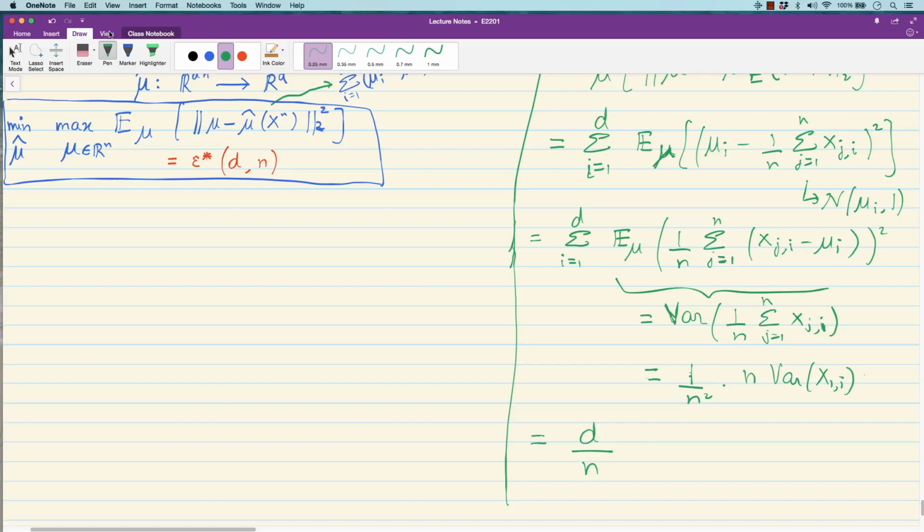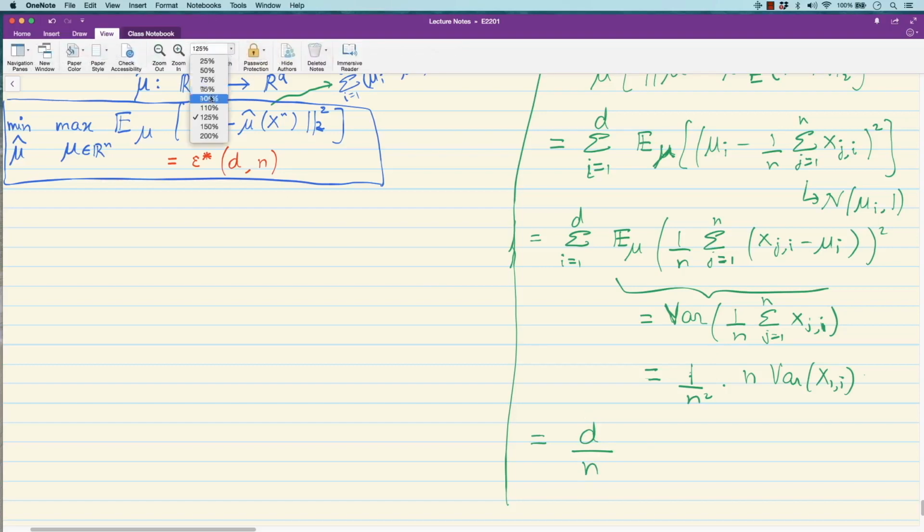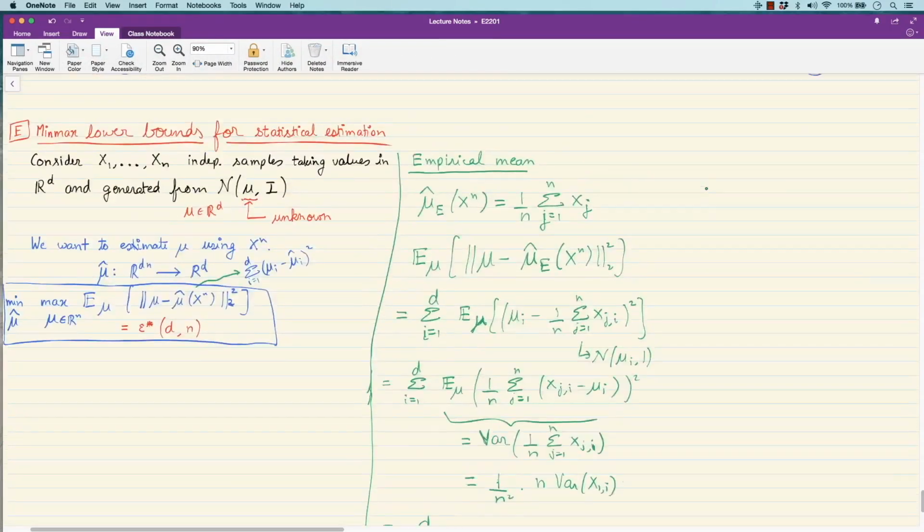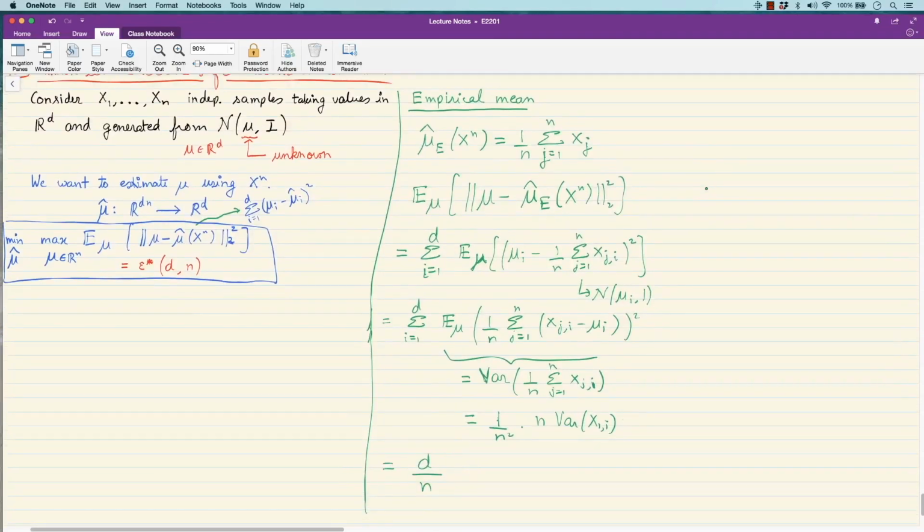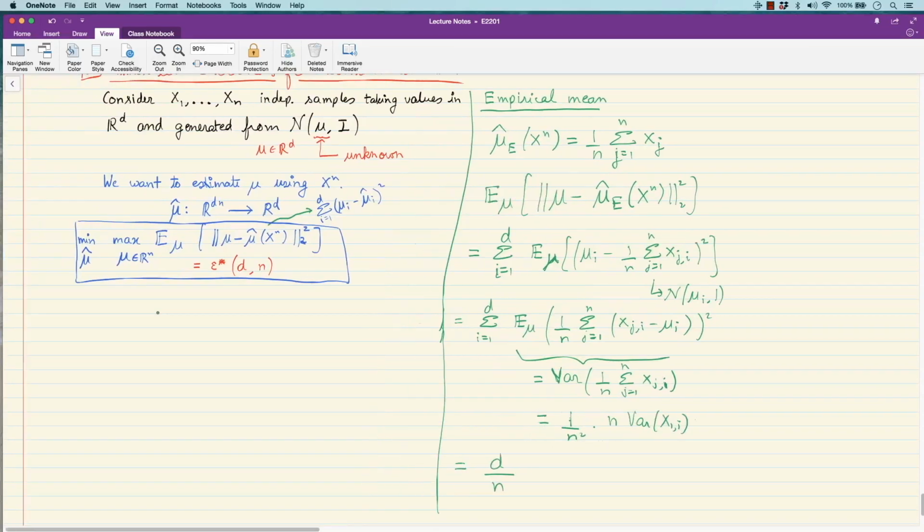Okay, so what have we shown? Let me zoom out. What we have shown is that the error for this empirical mean here is just d by n. We've given a scheme which has just d by n error. So the best error here must be less than or equal to d by n, which the empirical estimator attains.